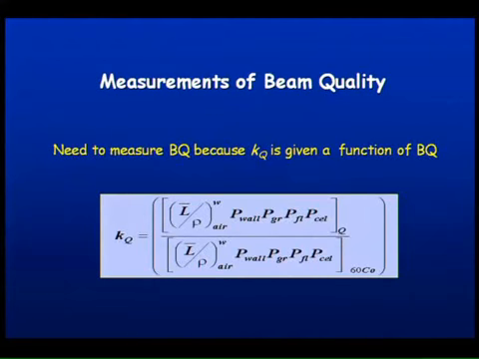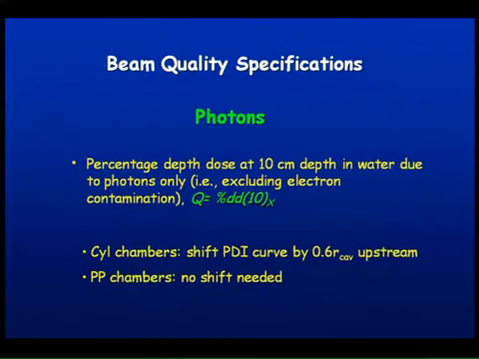So we talked about NDW, we talked about charge measurement, and the next thing we need for determination of dose is beam quality KQ. The beam quality conversion factor KQ. And as I mentioned early, KQ is given as a function of beam quality. That's the expression we have seen. So we need to measure beam quality. So what is beam quality?